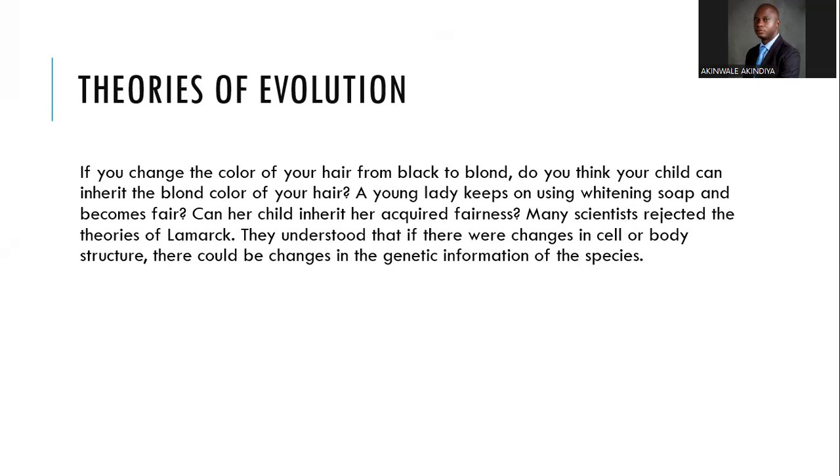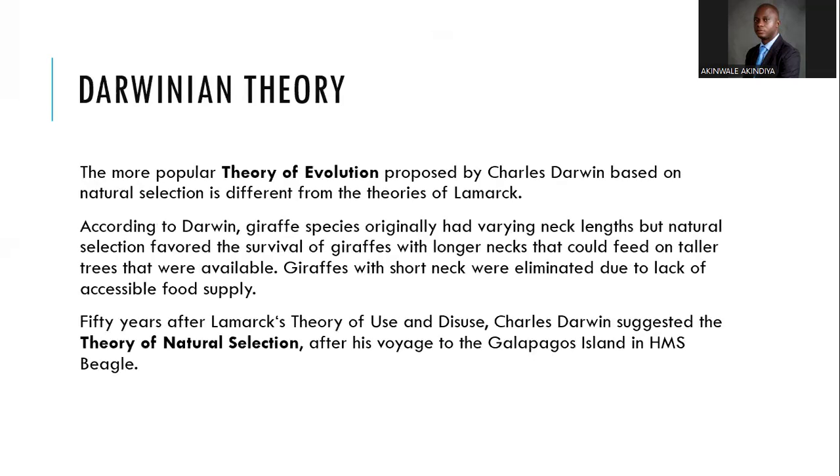So a lady is born black, and over time preferred the light complexion, started using soap, and became white or light in complexion. If she has a baby, will the baby now become light because that is her new complexion? So these are the challenges that people have with that theory of use and disuse. So many scientists rejected the theories of Lamarck. They understood that if there were changes in cell or body structure, there could be changes in the genetic information of the species. Okay, so that's Lamarck's theory.